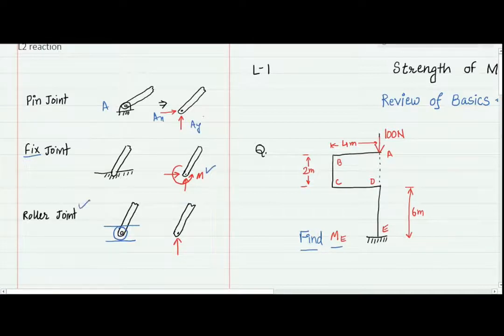Similarly, in the case of a roller joint, when I remove the roller joint, I will apply only one force, and the direction of this force is always perpendicular to the direction of this channel. If the channel is slant, the direction of this force will be perpendicular to this channel. That we have already covered in the previous class.